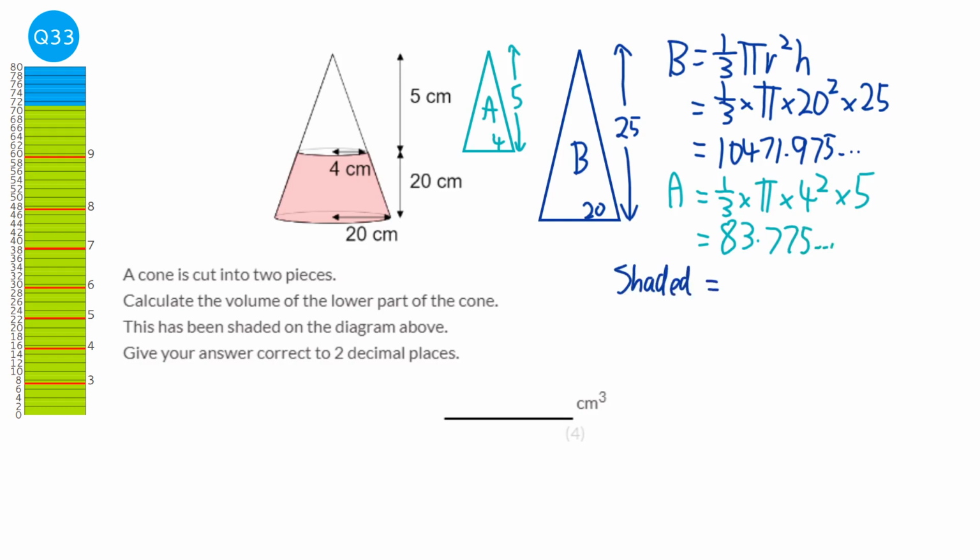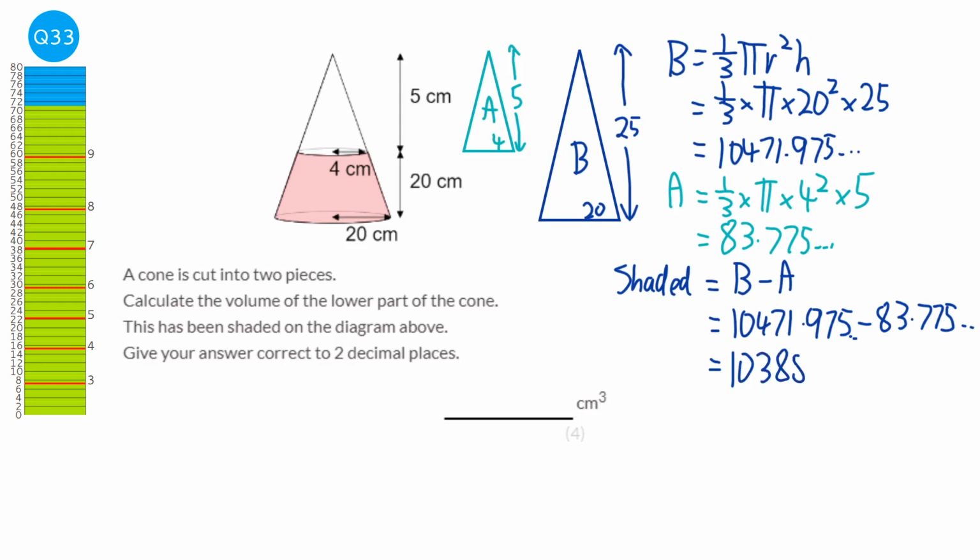So to work out the shaded bit, we're just going to do the volume for B, take away the volume for A. So it's going to be 10,471.975, take away 83.775. And all those I'm going to keep in the calculator to keep the accuracy. And that gives us 10,388.199... And to 2 decimal places, it's going to be 10,388.20.